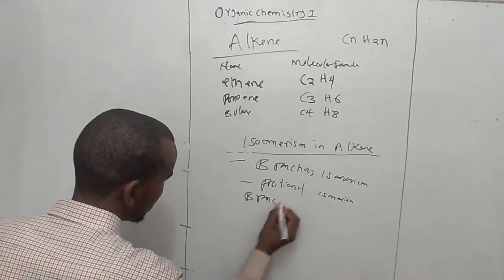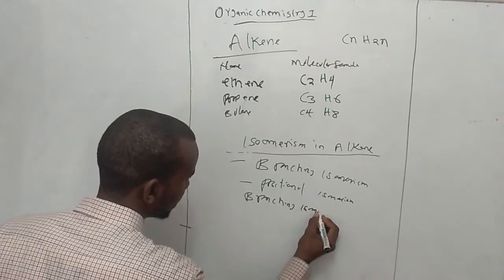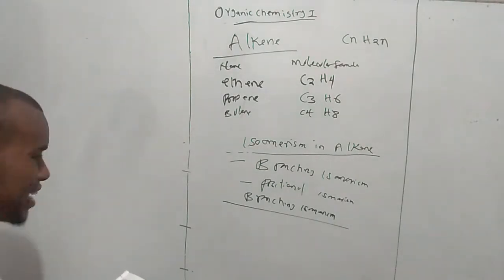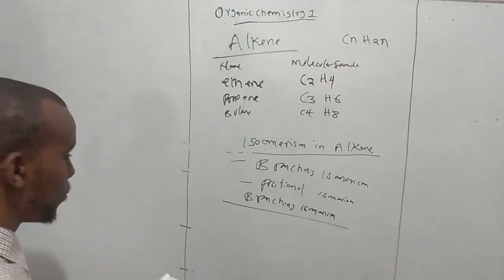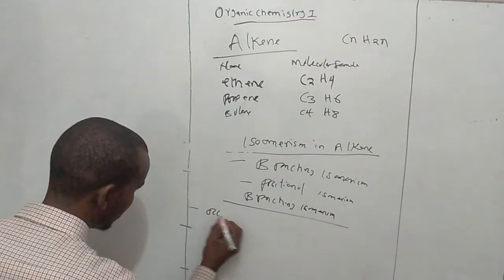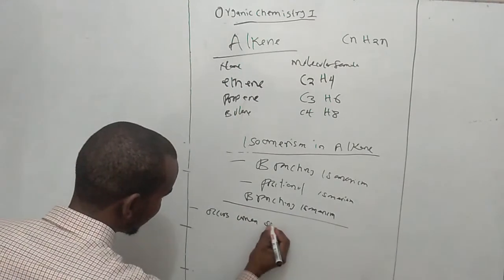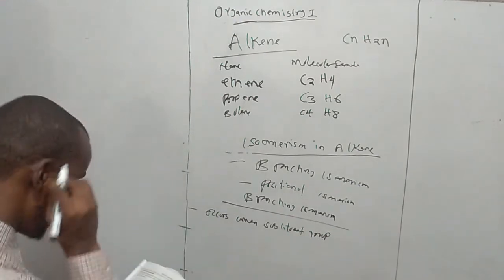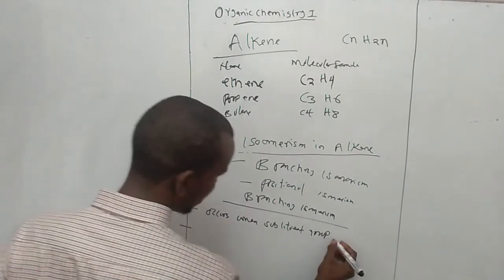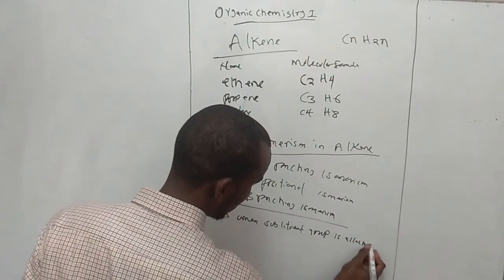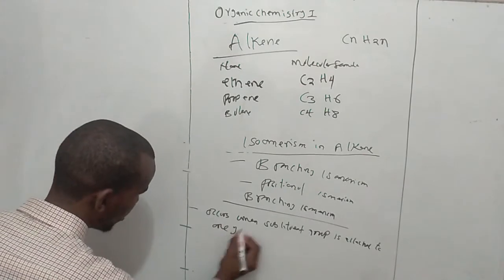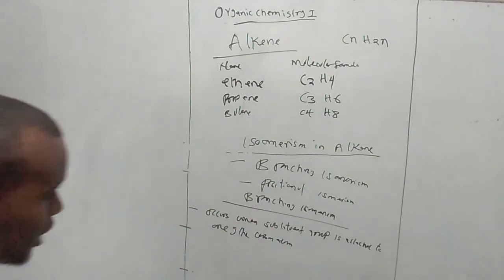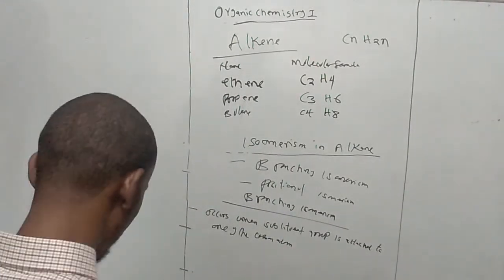If we start with the branching isomerism, we say branching isomerism occurs when a substituent group is attached to one of the carbon atoms in the long chain. We can take an example.